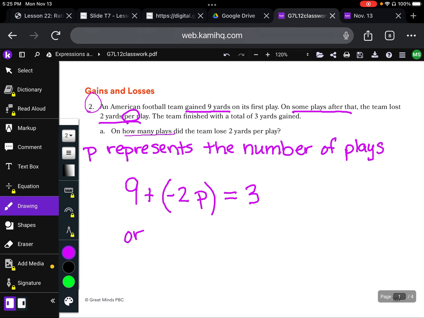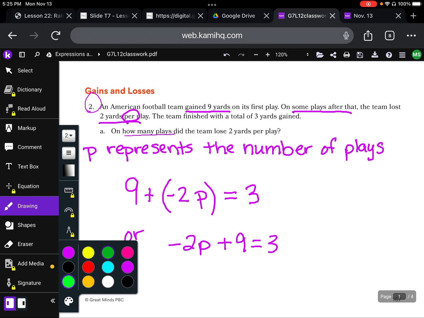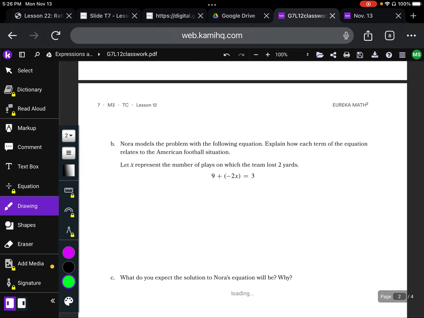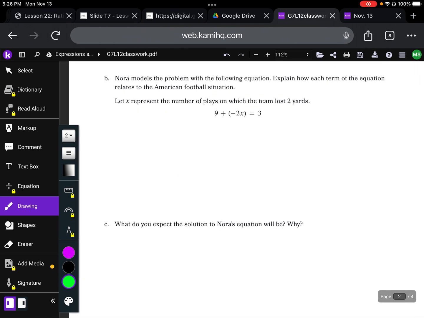Another way we could write this equation, we could flip it. Sometimes it's easier to solve in this order for people. But we took a look at one of those two equations, and then students chose one to practice solving to end up with their answer of how many plays the team lost 2 yards per play. All right, and then you can actually skip this page.